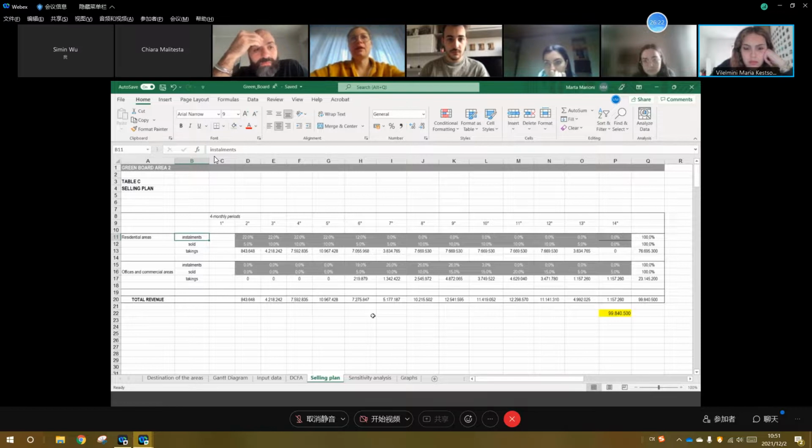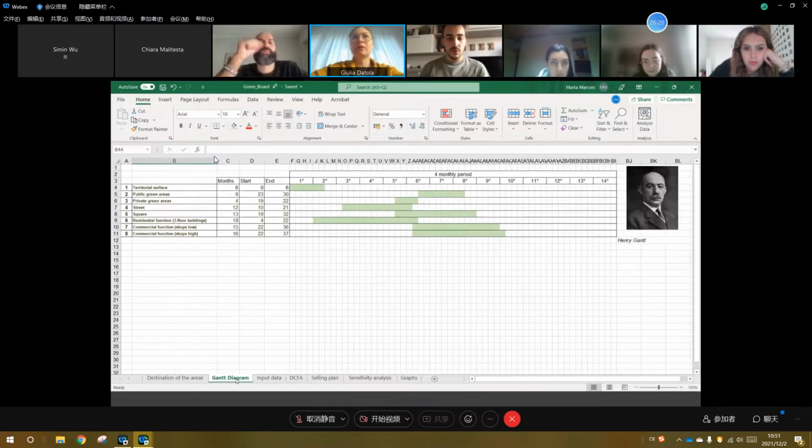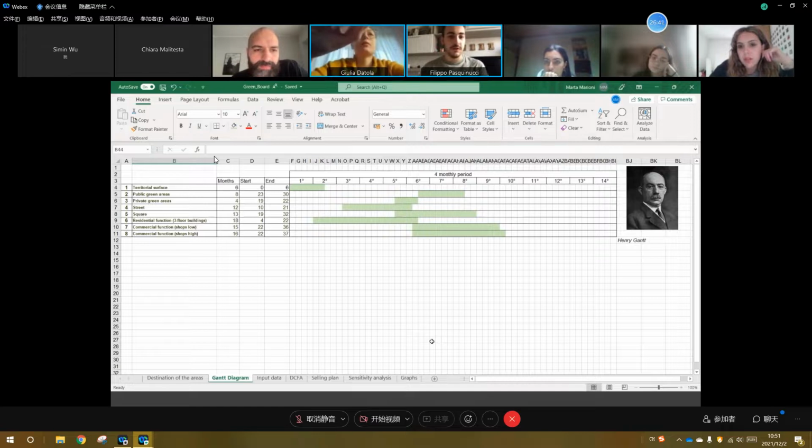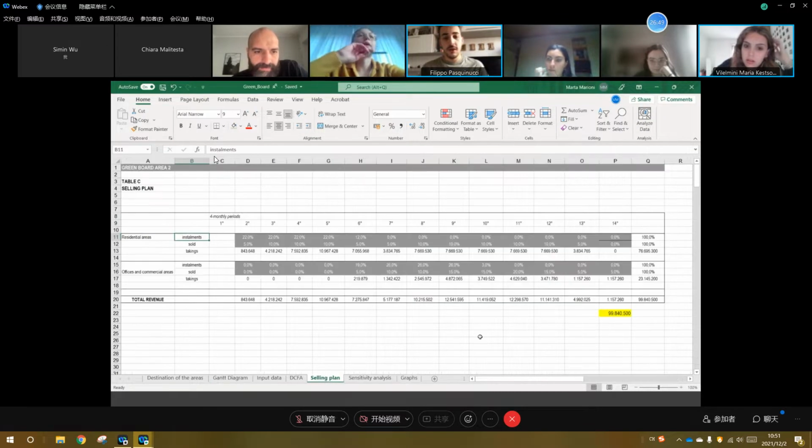Yes. In the Gantt chart, we took both of them into account, because each cell is just one semester, but we consider one month, but we consider the whole quadrimester. And basically, to calculate the percentage on the selling plan, we divide it by the number of cells and give a certain percentage to each of them, to each month, and then multiply it for the month.